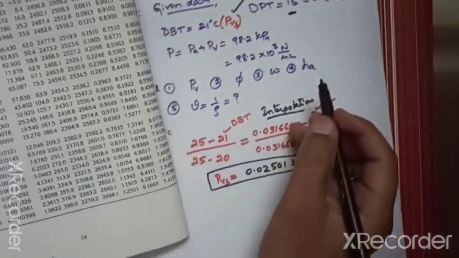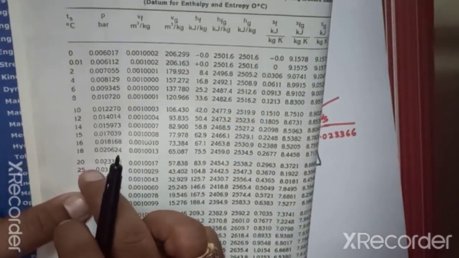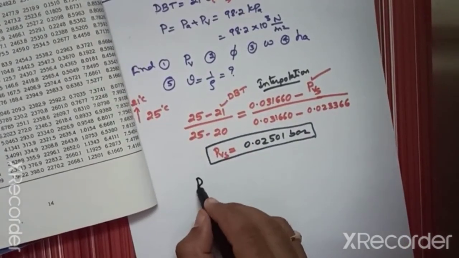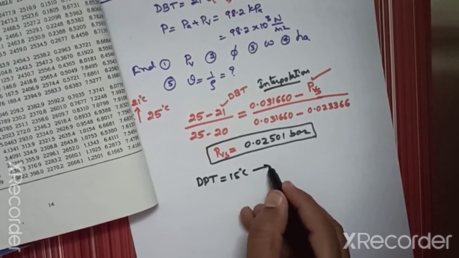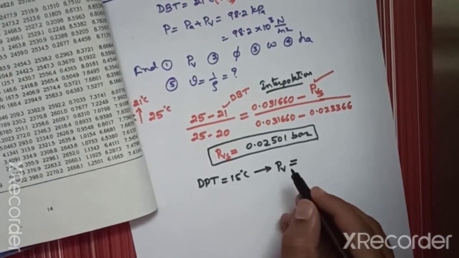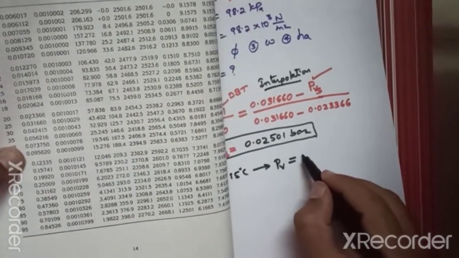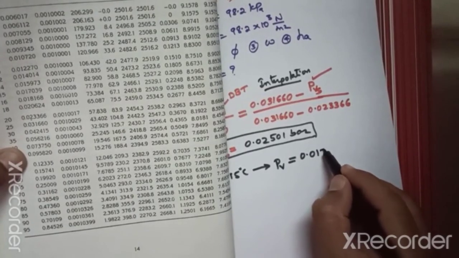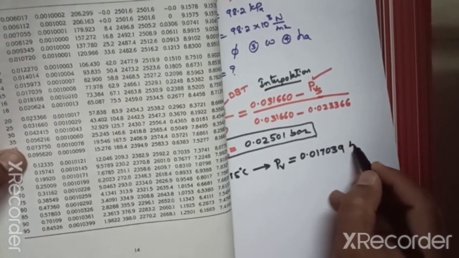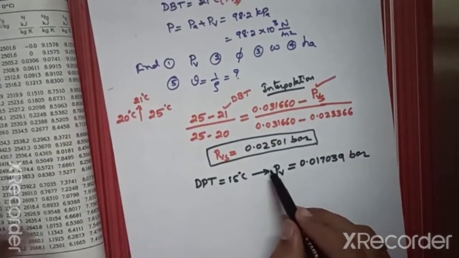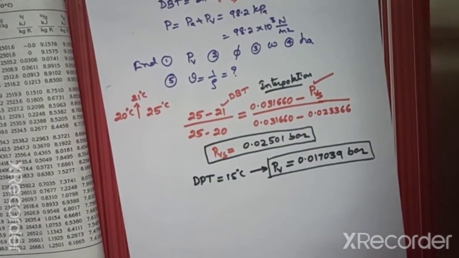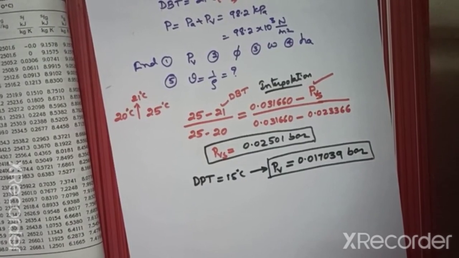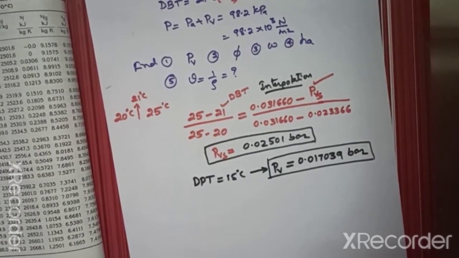Because I am taking the dew point temperature, when you take the value of pressure at dew point temperature, it will be the pressure of the vapor. That value I will write here, 0.017039 bar. This is step number 1. All the given data we have written. Now we will go to step number 2.